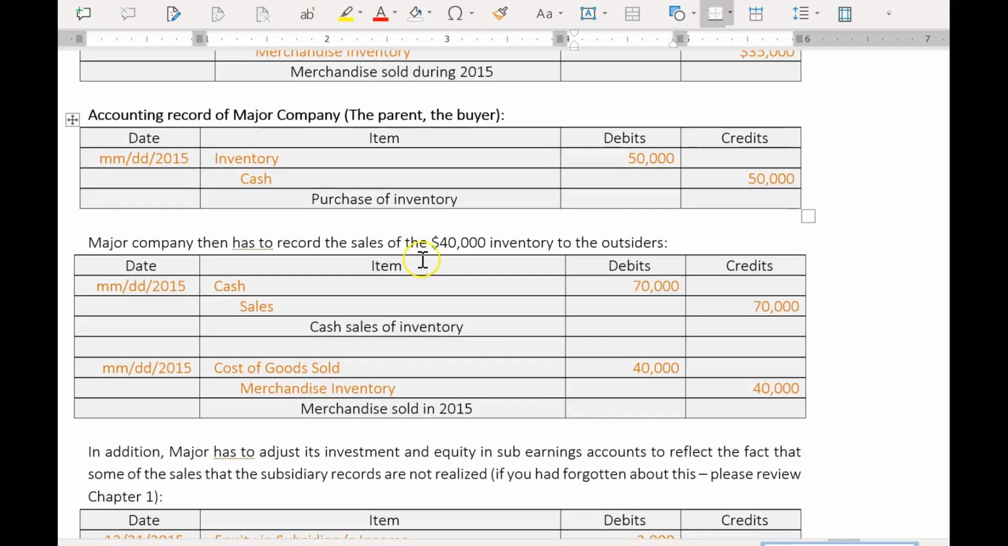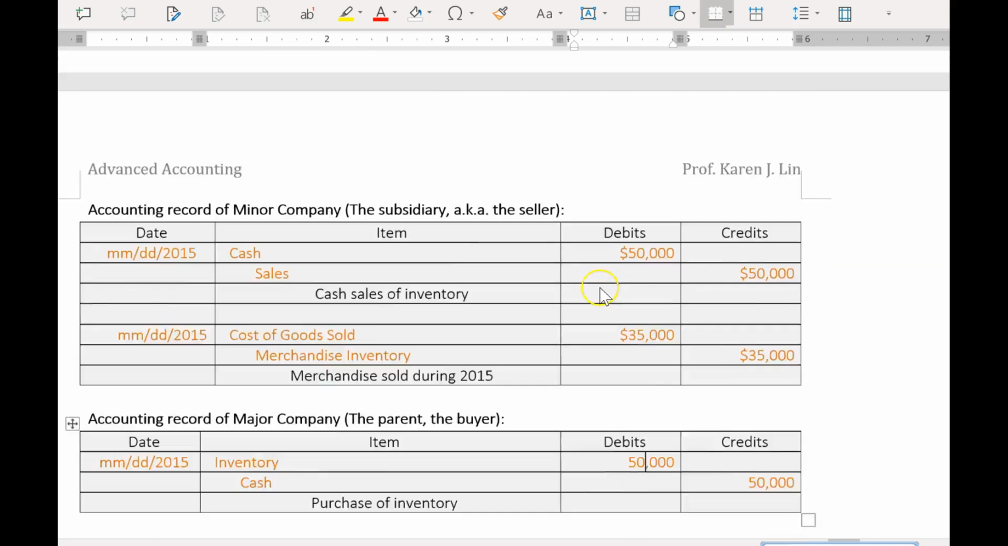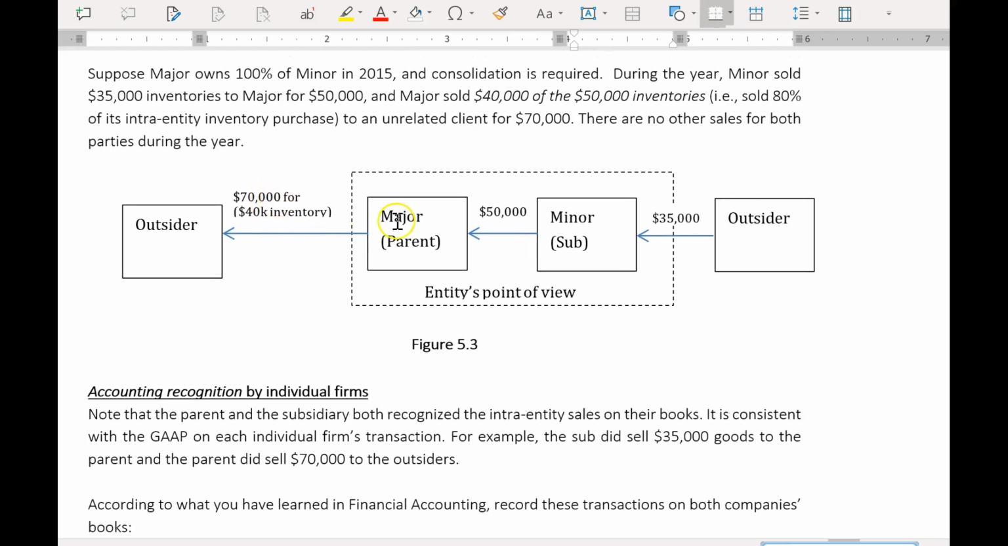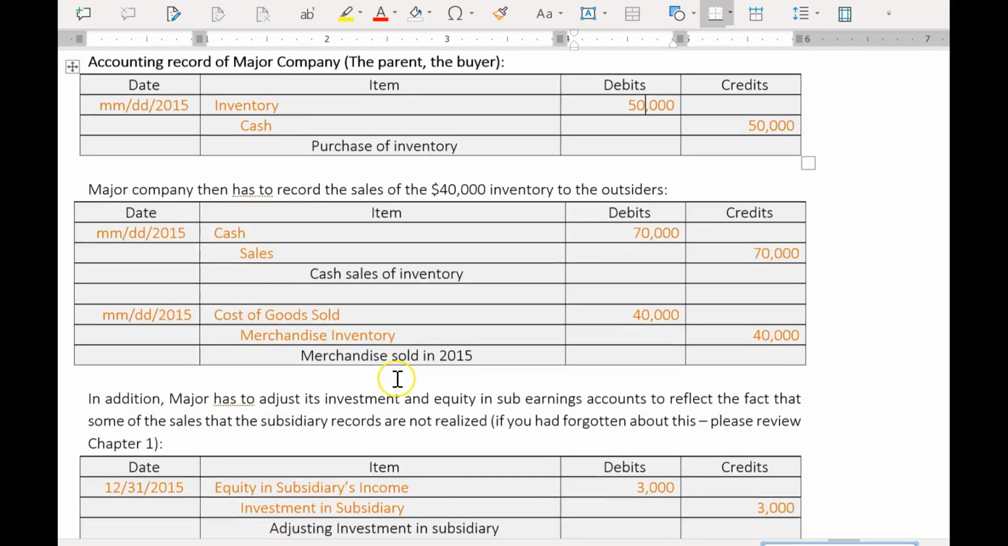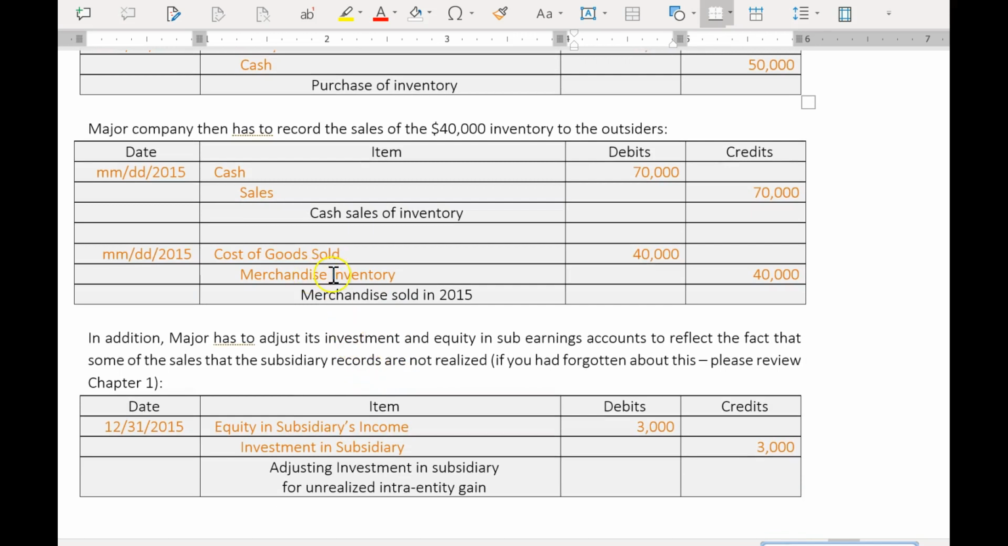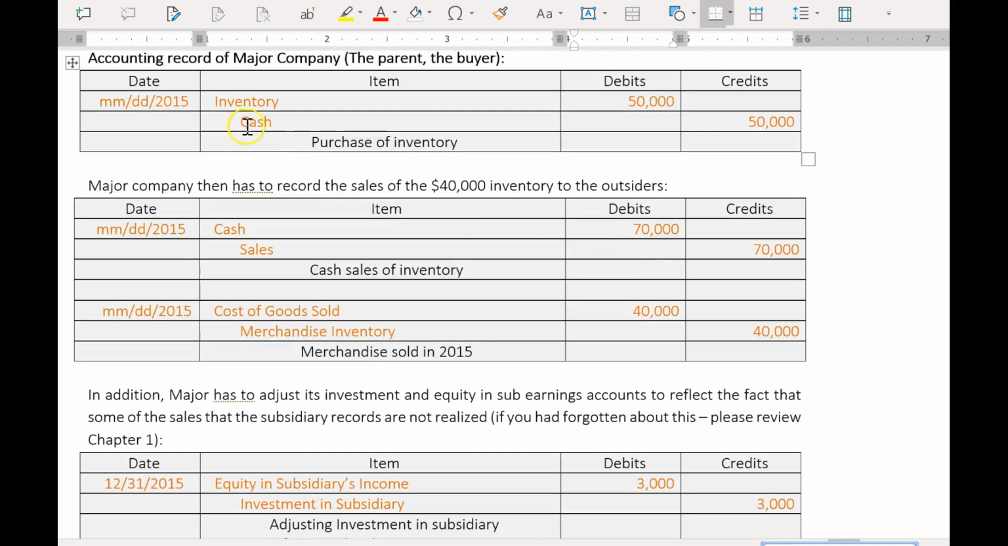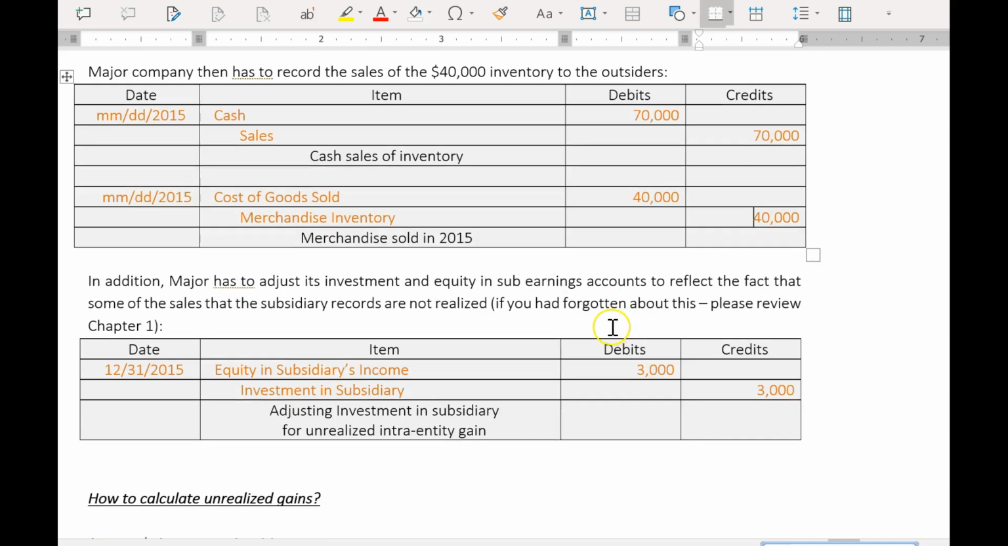When the parent sold 80% of the inventory to outsiders, it debits cash and credits sales 70K, which is here. The 70K is what the parent sold to the outsider. And then it recognizes cost of goods sold 40K out of the 50K. So the inventory the parent got was 50K, and then they sold 40K. That means there's 10K left in the parent's warehouse that has not been sold. In the meanwhile, I wonder whether you remember chapter 4.